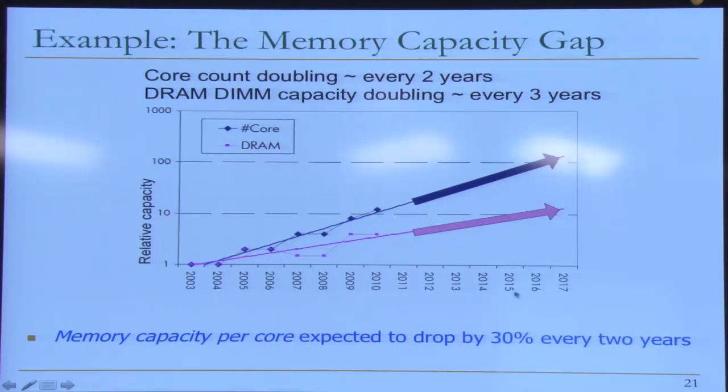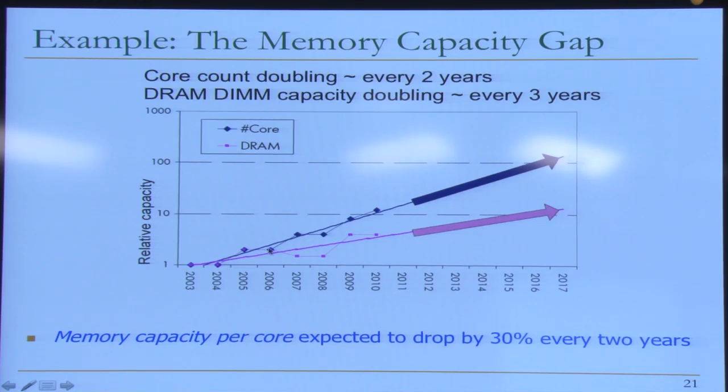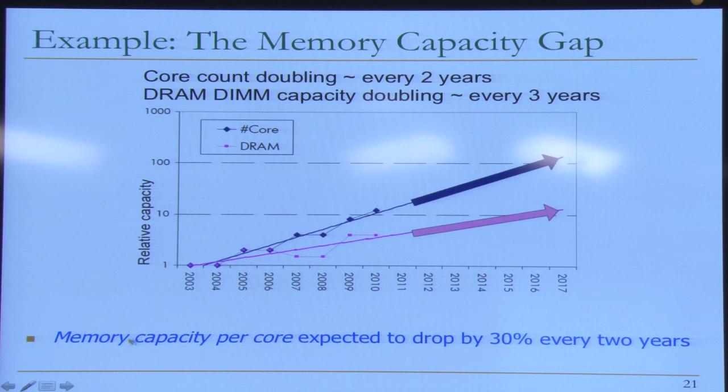This is a slide from ISCA 2009. I don't have the reference over here, but it was a paper written by HP Labs. What they did was they plotted the core count. It's doubling approximately every 2 years. It's this one over here. And they plotted the DRAM DIMM capacity. It's doubling approximately every 3 years, which means that if you do the calculation, memory capacity per core is expected to drop by 30% every 2 years.